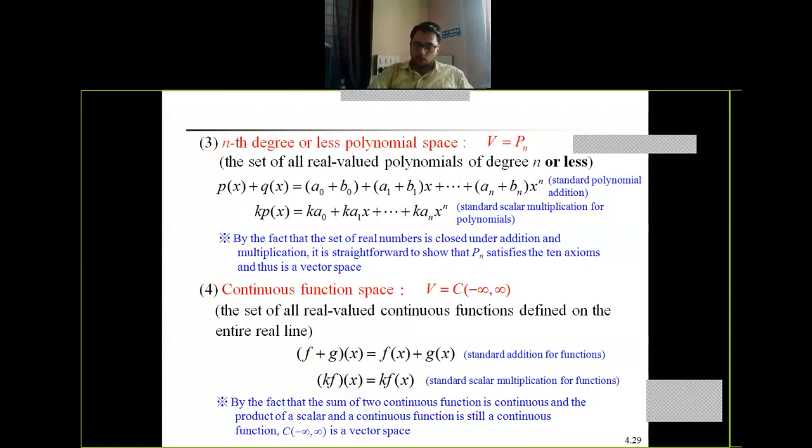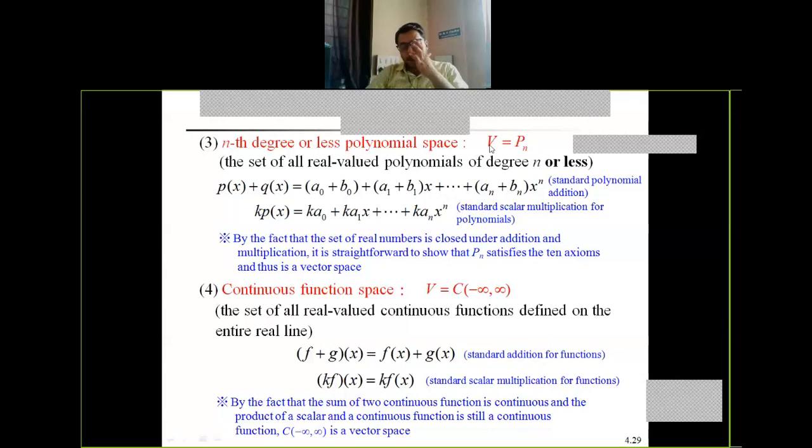Since both are functions of x, the nth degree term will be x raised to n. Similarly, this p of x plus q of x will again be in Pn only, that is, the result will again be a polynomial of degree n or less. By definition, Pn is in V itself, so we say that it is closed under, or satisfying, the addition operation. So it is closed under addition.